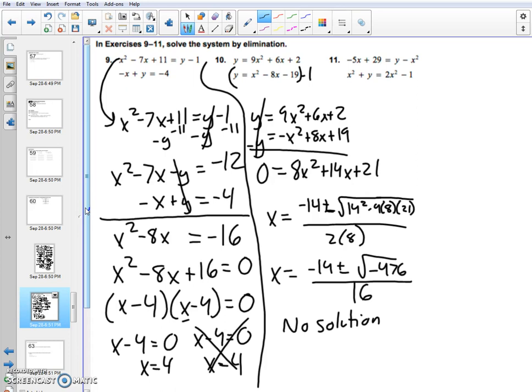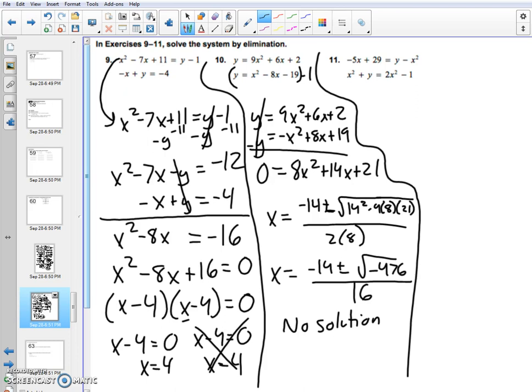All right. Let's look at one last one here together, number 11. Okay, so we're still under the elimination directions here. So let's see. I've got x's, x squared, y's, and constants in each equation, so I'm going to need to do some rearranging.